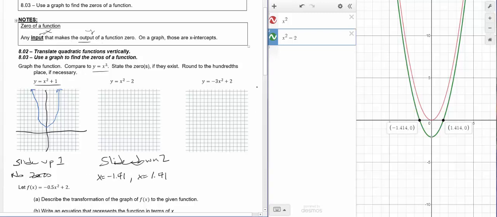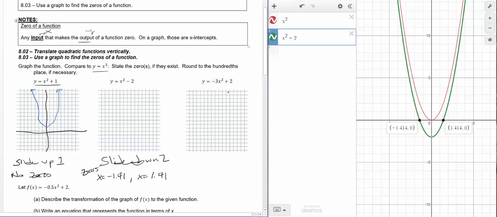More specifically, you could find these zeros algebraically by setting y equal to 0 and solving for x. As we saw in our solving quadratics unit, you could get x squared by itself and use a square root, and these numbers are not coincidentally the square root of 2 and minus the square root of 2. A little more complex one.